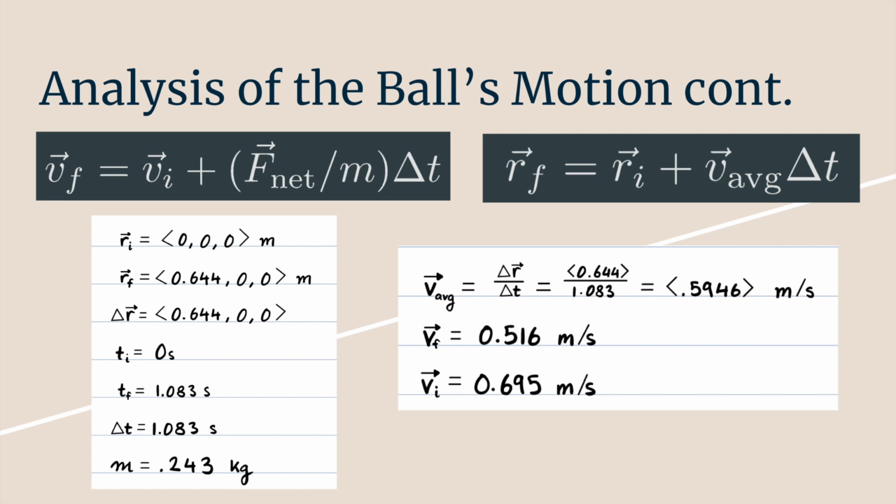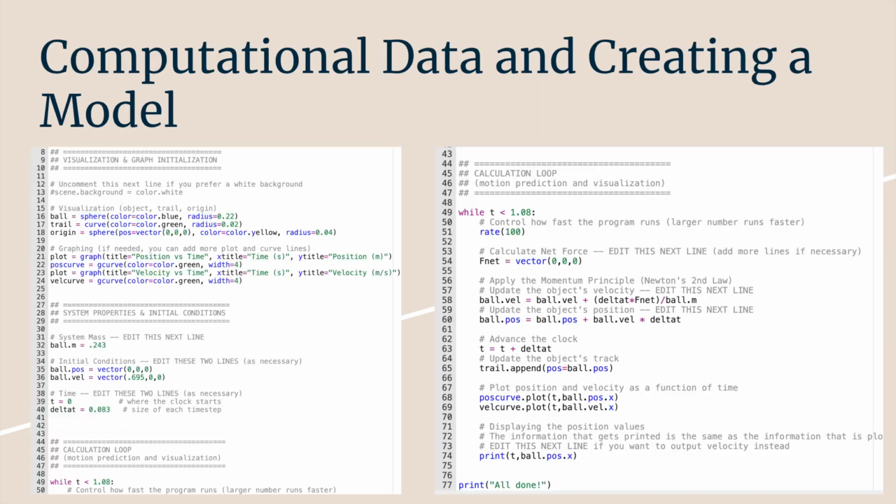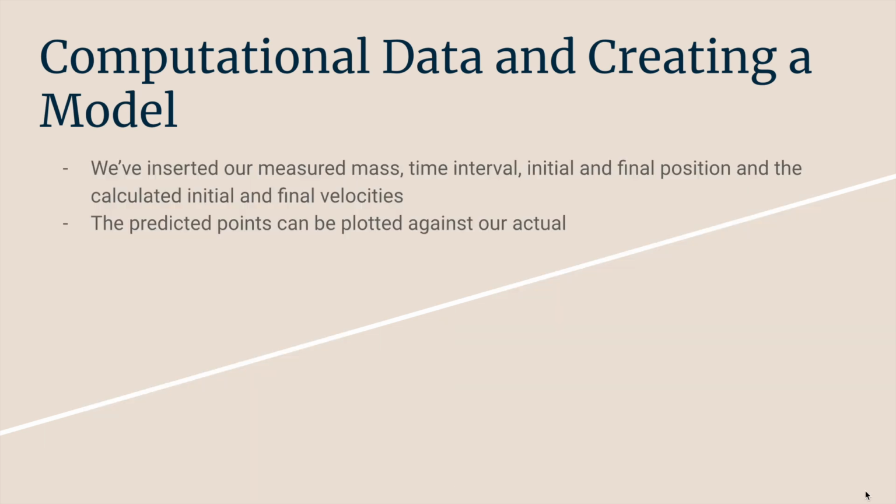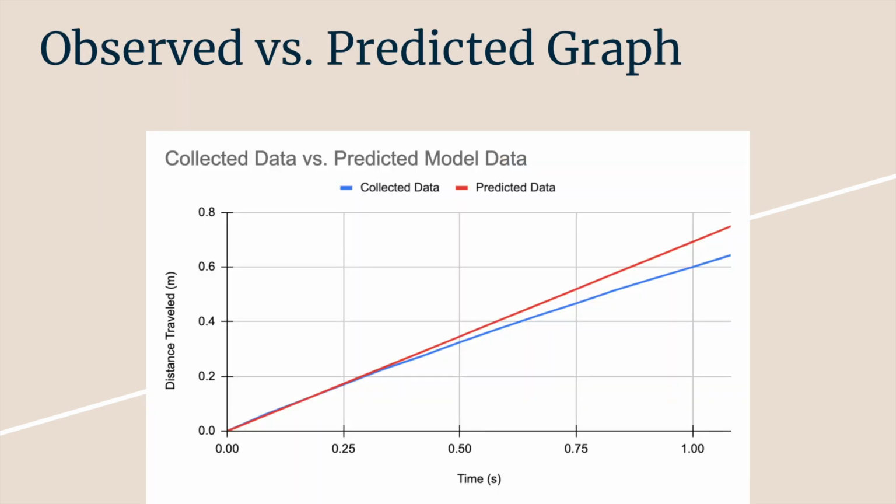And then we were able to put that into our model of the code in order to create our predicted data. So here I have my data up. Over here you can see I added the 0.695, which was our initial velocity, to the code. And I also added the mass up here, and we made some adjustments to the data here to reflect Newton's second law. Basically what I've just said, we added the measured mass, time interval, initial and final position, and the calculated initial and final velocities. And then using the predicted points that the code gave us back, we were able to plot it against our actual data to create this graph.